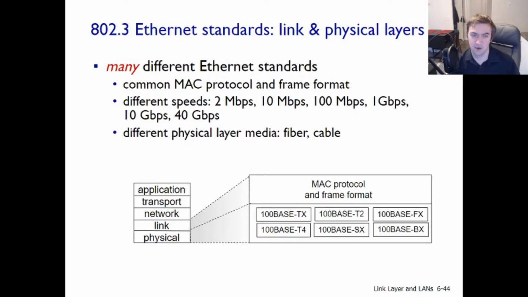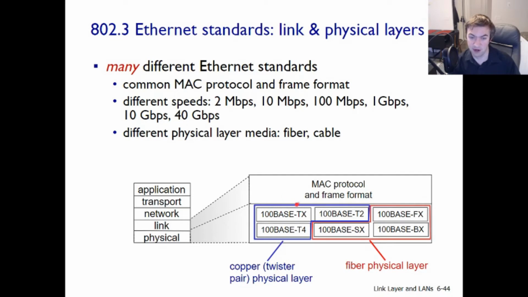Now, when it comes to Ethernet, there are a lot of different standards that are out there. They are common in terms of their MAC protocol and their frame format, but there's lots of different speeds that are out there, maybe 2 megabits, 10 megabits, 100, up to 40 gigabits maybe. There are different physical layers that can go on here. So we have copper twisted pair wires for some, we might have fiber for others, and basically there is some variability in terms of what goes on with Ethernet standards.